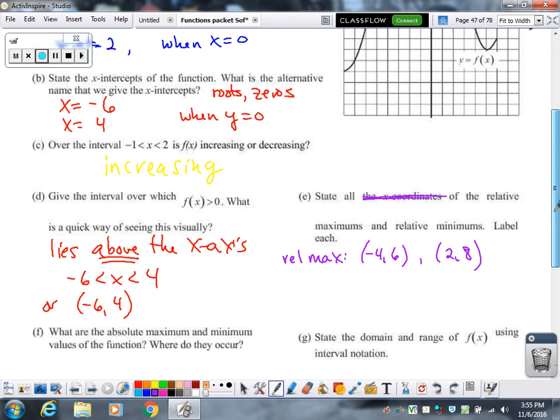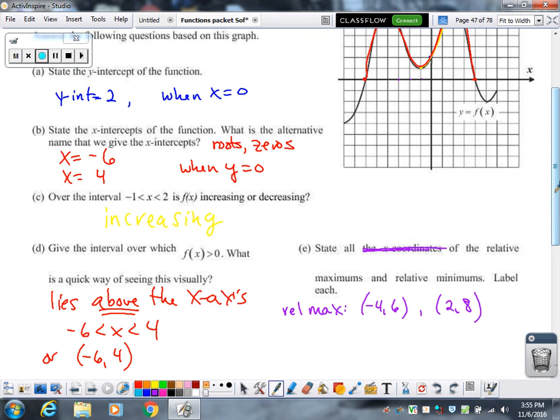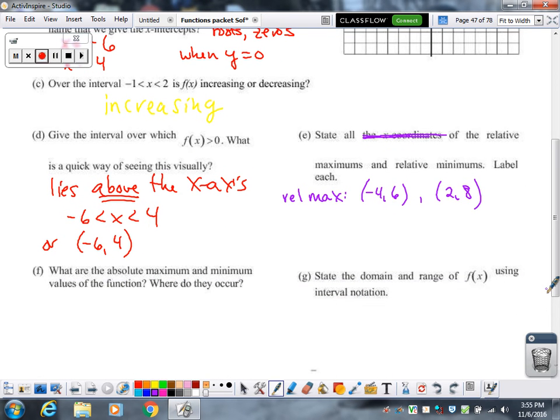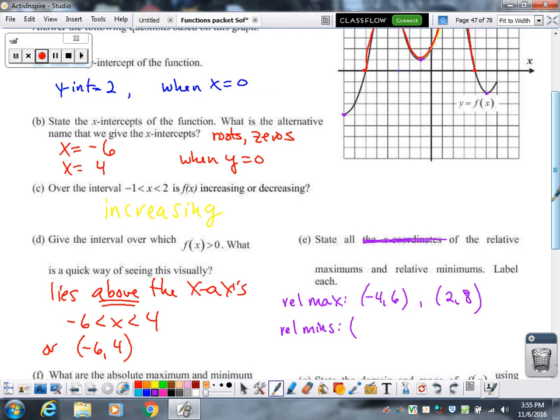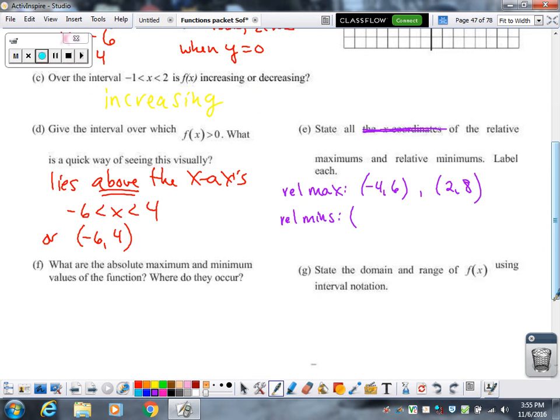And when we look at the graph, there are 3 relative minimums. There's one out here, there's a valley up there, and there's a valley here. So again, we call them peaks and valleys. So we have 3 relative minimums. The one that's furthest left, count the boxes, 1, 2, 3, 4, 5, 6, 7, 8, 1, 2, 3, 4, -8, -4.